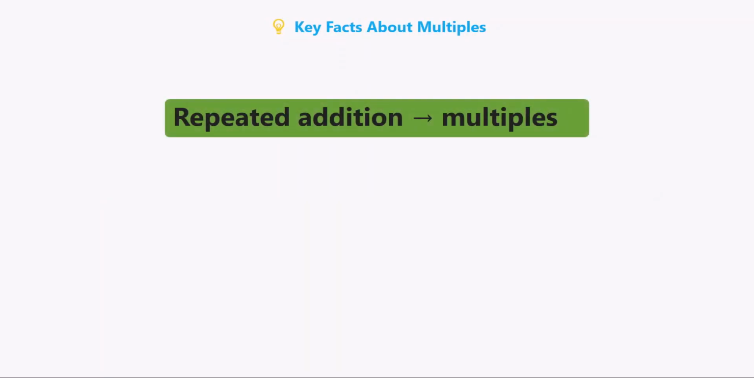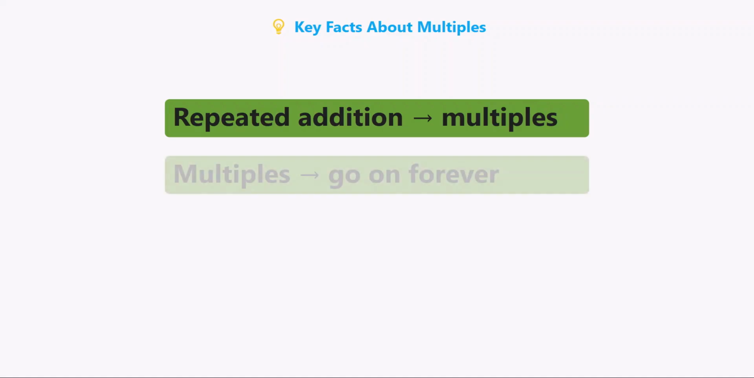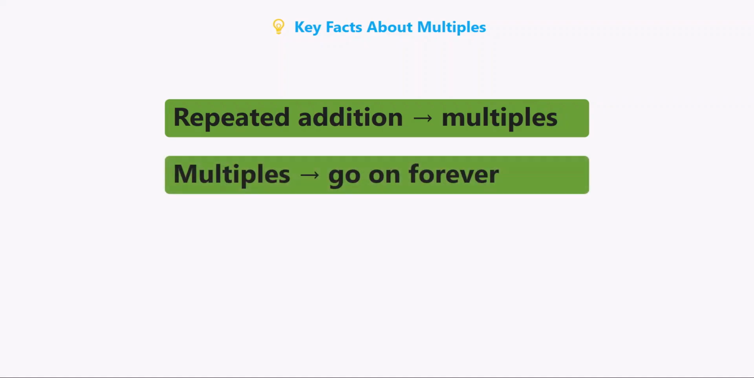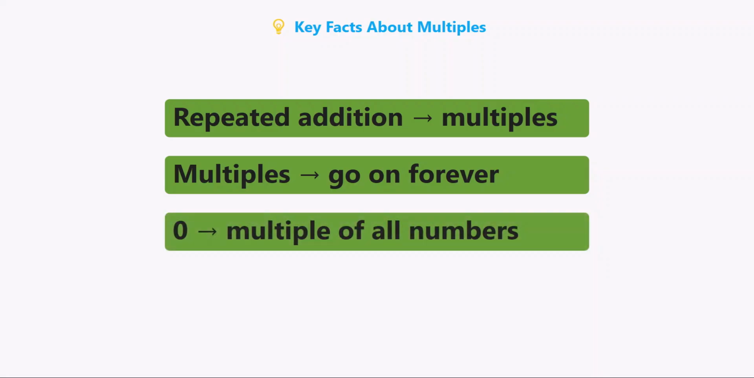Multiples grow by repeated addition or by multiplying again and again. Every number has infinitely many multiples because you can keep multiplying forever. 0 is a multiple of every number because any number multiplied by 0 gives 0. Alright, now let's try a couple of quick questions to check your understanding.